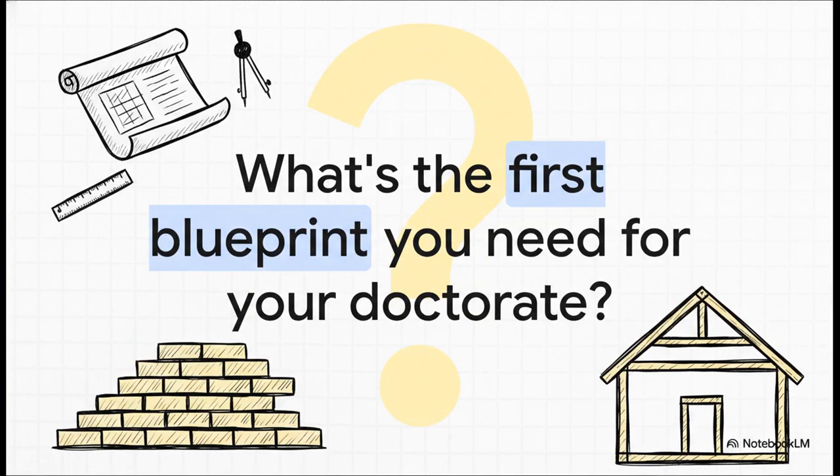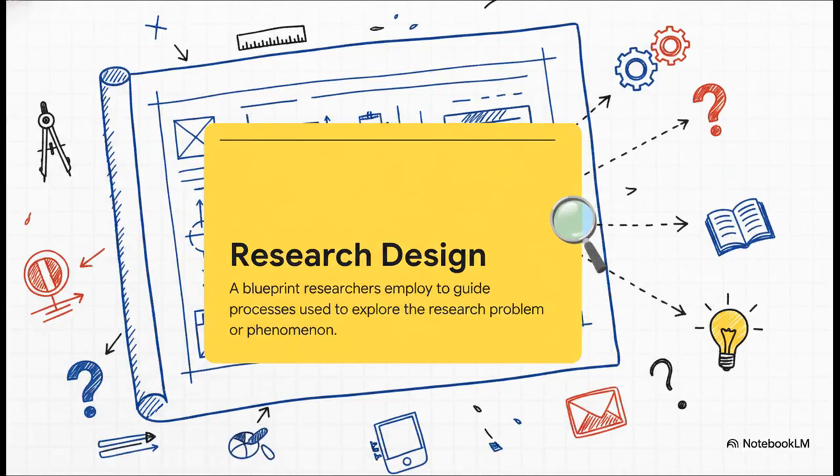So, before we get into the weeds, let me ask you this. Before you build anything, a house, a business, anything, what's the one thing you absolutely need? What's that first essential blueprint for your doctorate? And that right there is your research design. I want you to really think of it like an architect's blueprint for your entire study. It's the master plan, you know? It's what's going to guide every single step you take as you start to dig into your research problem.